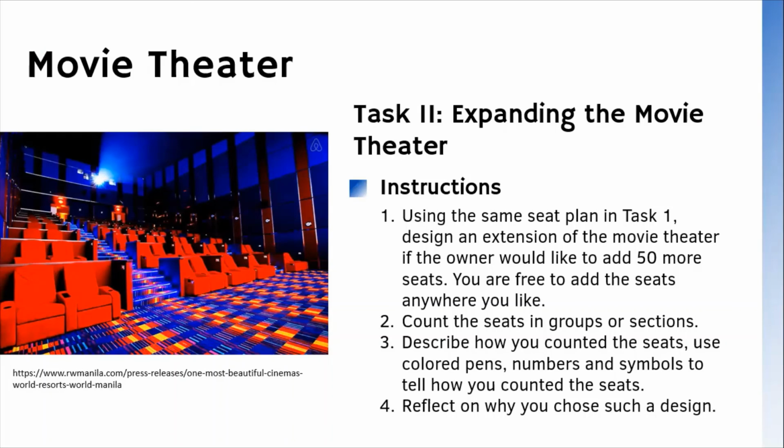Then we ask the students to count the seats in groups or sections and give us a total number of seats. They should be able to describe how they counted the seats using colored pens, numbers, and symbols to tell us how they counted the seats. And then, lastly, we ask the students to reflect on why they chose such a design.